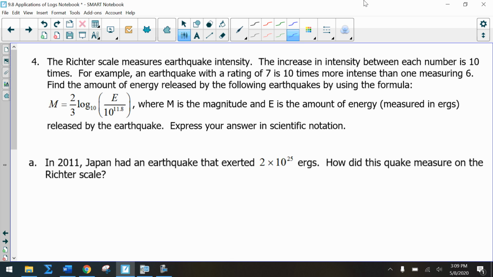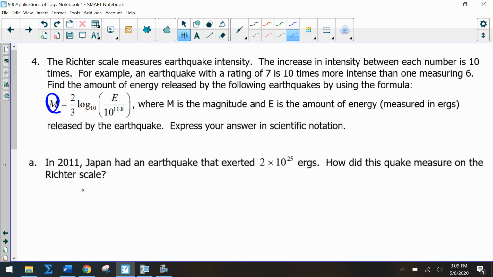So in Japan, in 2011, there was an earthquake that created a nuclear meltdown at one of their facilities. So this earthquake exerted 2 times 10 to the 25th ergs. So how did this earthquake measure on the Richter scale? So the measurement on the Richter scale is m.